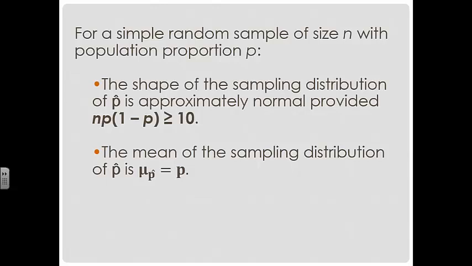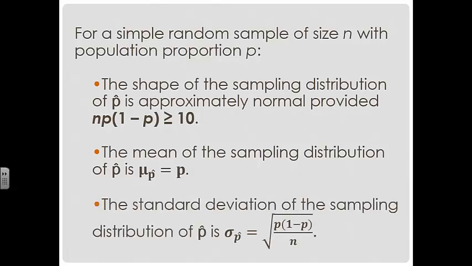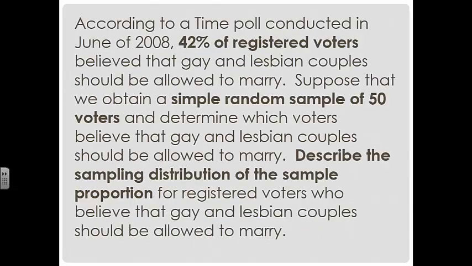The mean of the sampling distribution of p hat is really just your population proportion. And then the standard deviation is when you take the square root of your population proportion times 1 minus that proportion, all divided by your sample size. And you're taking the square root of the whole thing. So let's take a look at an example.